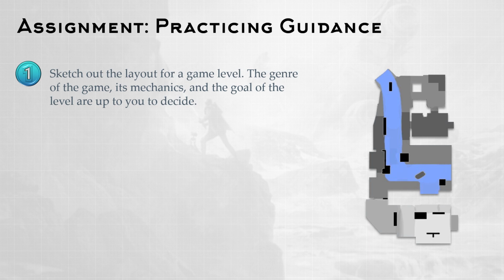So the first step would be to just sketch out digitally or on paper the layout for a game level, just like you can see on the right here. You can totally decide what genre the game is, the mechanics that are available in this level, and also the goal, so where you have to go in this level. It's completely up to you to decide, but don't spend too much time on it. This is really about focusing on player guidance.